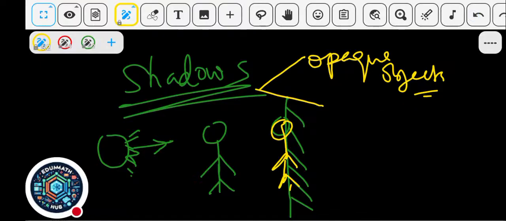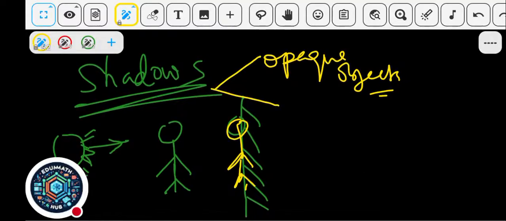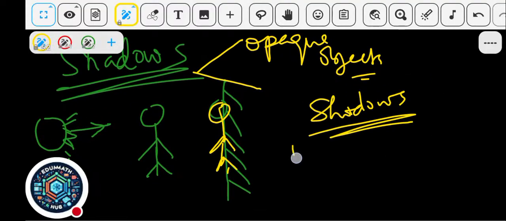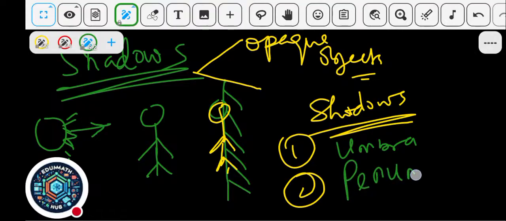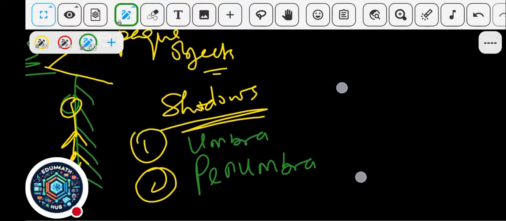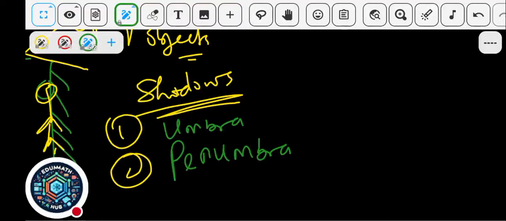Now, there are two types of shadows. Your shadow can be broken down into two types. The first type of shadow is what is called umbra. Say it with me, umbra. Umbra, let's go, my dear students, let's go. The second one is penumbra. People call it penumbra, anyone, as far as you know the spelling. So the first type of shadow is called umbra. The second one is called penumbra.